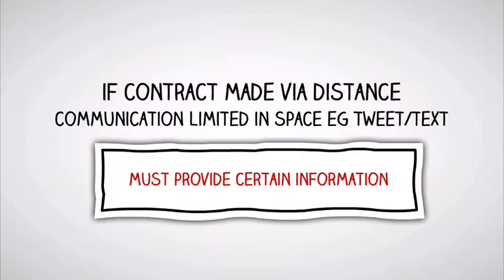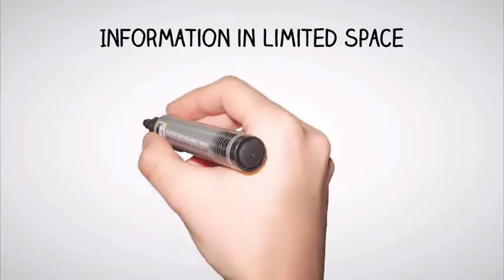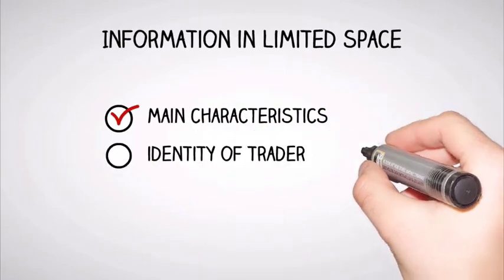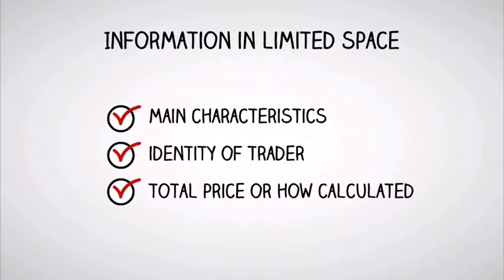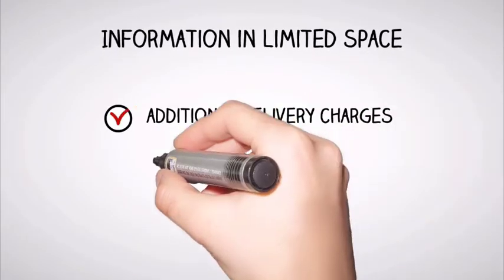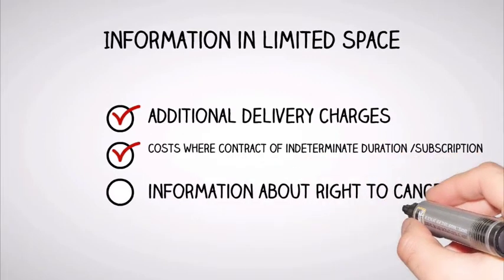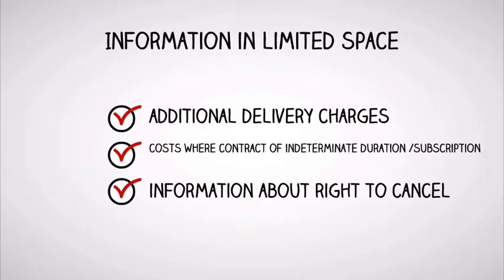But if a contract is actually concluded through that tweet or text, then you do have to provide the following information within those characters. And the information that you have to provide is the main characteristics of the products or services, your identity, and the total price, or if there isn't a total finite price, how the price is calculated. You also need to include whether there's any additional delivery charges, the costs where the contract is of an indeterminate duration or where it's a subscription, and also information about the right to cancel.